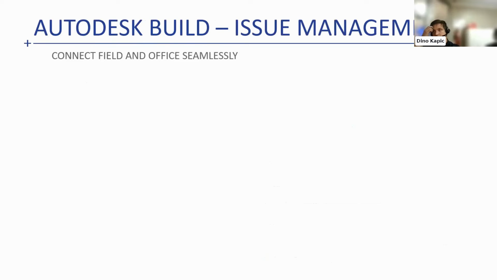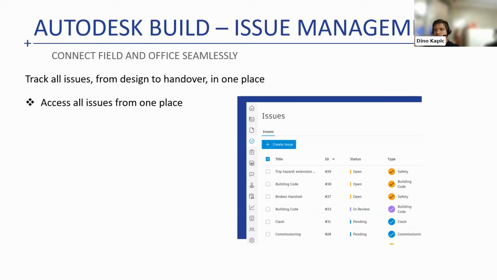So what does that look like in terms of the Autodesk Build issue management? The idea here is we connect the field and office seamlessly. So we track all issues from design to handover in one place. Access all information from one place. And again, that's design, coordination, quality, safety, and commissioning issues from the same issue log. Use sorting and filtering to configure your views and quickly find the issues you are looking for.